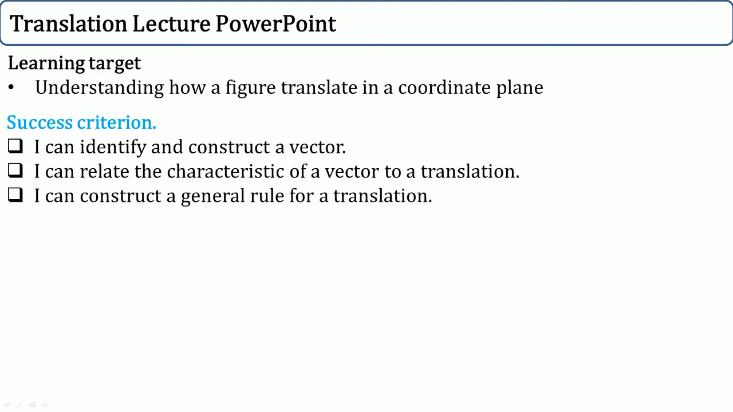Welcome to the translation lecture PowerPoint. Here the learning target is for you to understand how a figure translates in a coordinate plane. The success criteria are three. 1. I can identify and construct the vector. 2. I can relate the characteristics of a vector to a translation. And 3. I can construct the general rule for a translation.